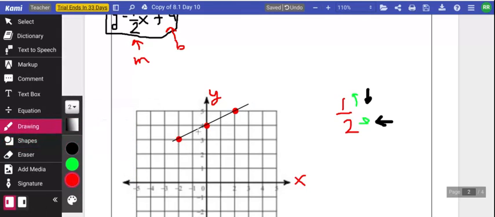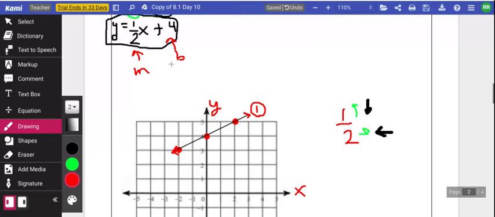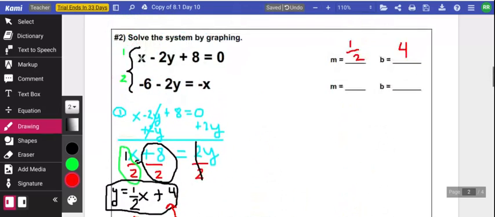And of course, arrows on the end of the line to show that the line continues in both directions forever. And put a little 1 and circle it to show this is line 1 that comes from equation 1. All right, so we graphed equation 1. Now let's graph equation 2.